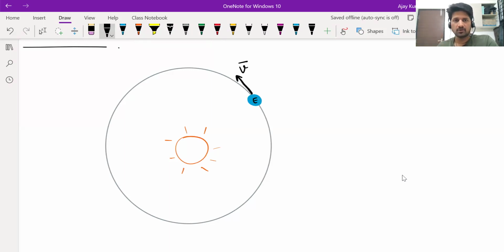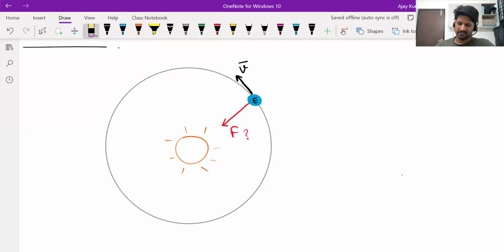So when it is following a curved path, it must be having centripetal acceleration towards the center of the circle. And if there is acceleration, there must have been a force acting on it. Can one of you tell me what force acts on Earth in this direction? What force acts on the Earth towards the center of the circle in which it is moving? Centripetal force. No. Sir, gravitational force, sir.